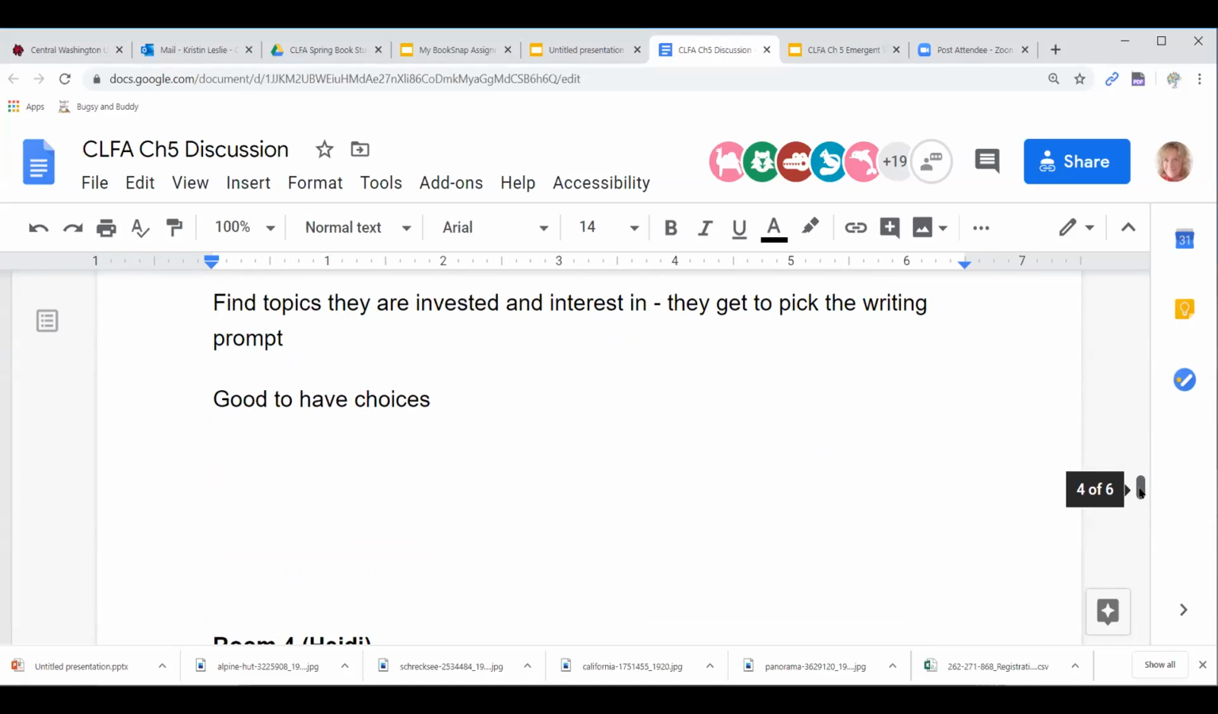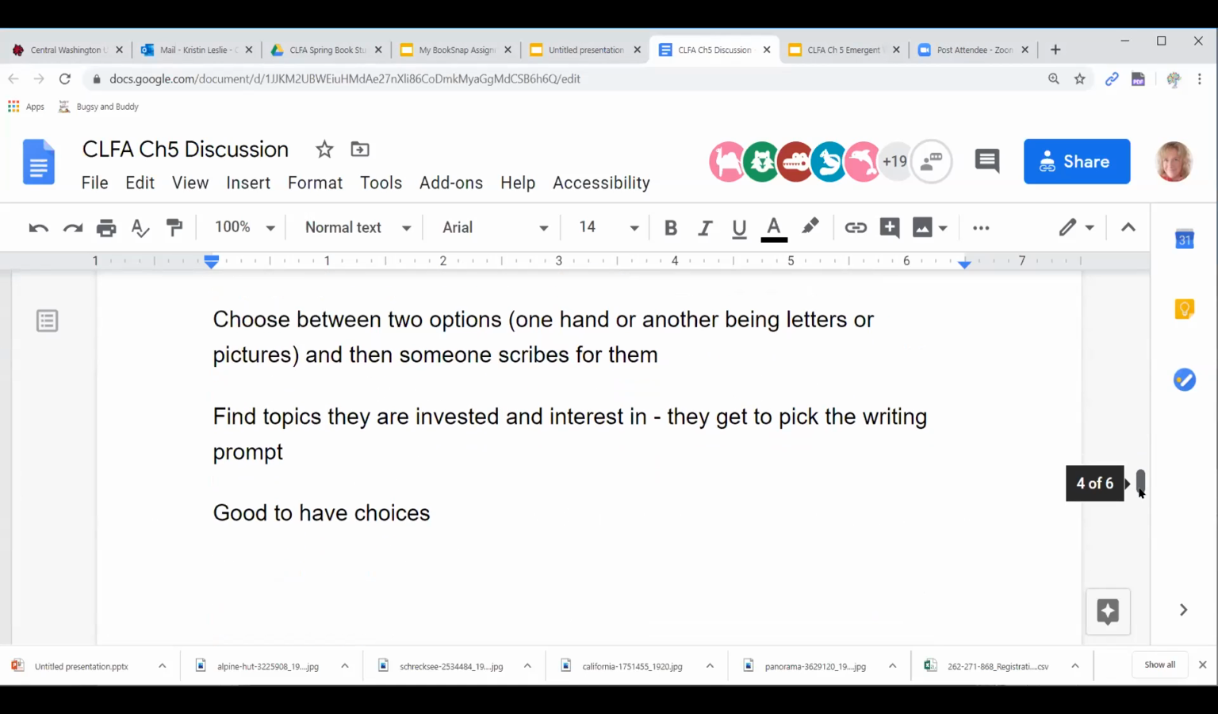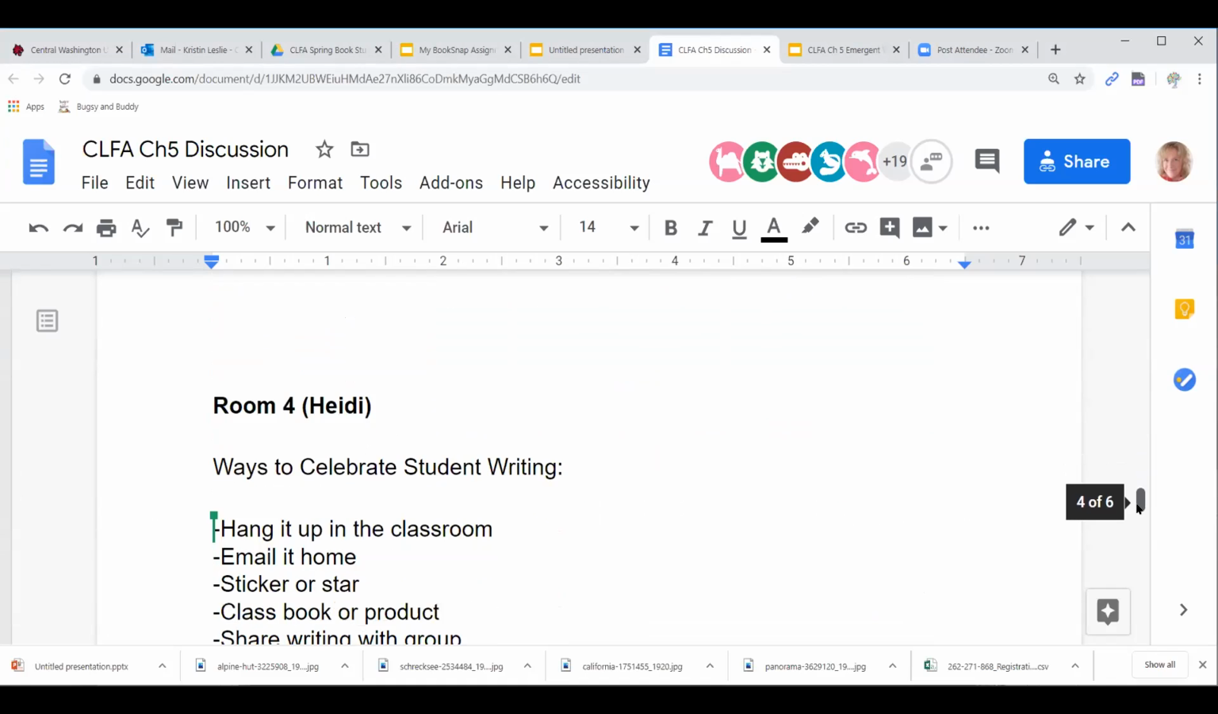Oh, and don't forget you can hang it on the refrigerator too, the good old refrigerator.